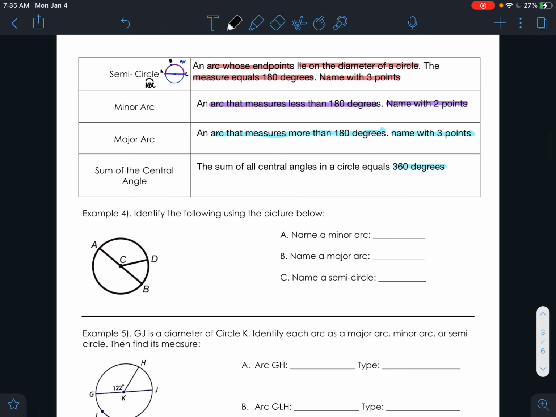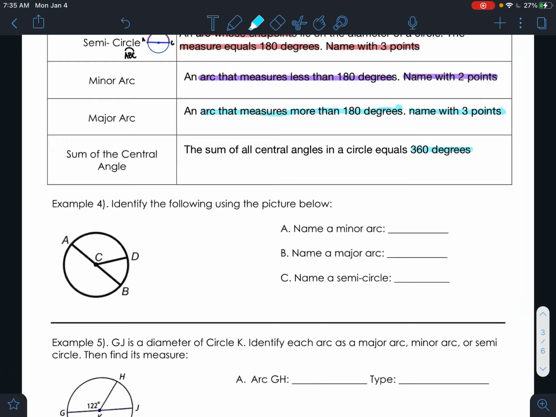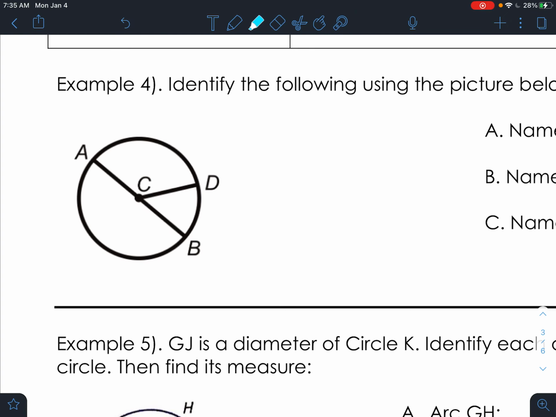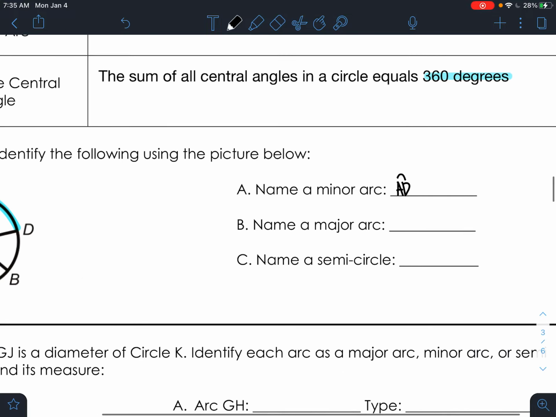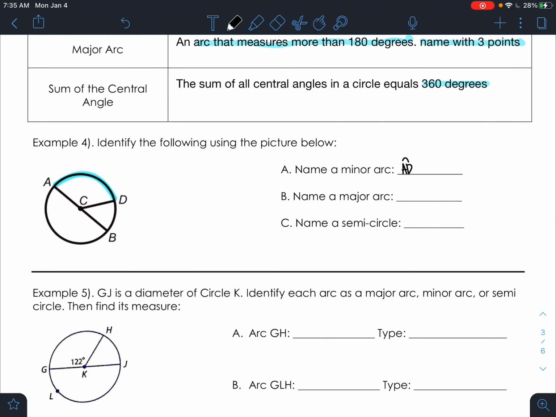So if you look at the first one, it says to name a minor arc. And so what we know is that a minor arc has to measure less than 180 degrees, okay? So I would be looking at this picture, and I have 2 options here. What I can look at is this arc right here of AD. So that arc is gonna measure less than 180 degrees. And so to write that down, I would write it by its endpoints. So it'd be AD with a little arc on top of it. Now, you could also call it DA. That's fine, okay? There's another one in here as well, which is DB.